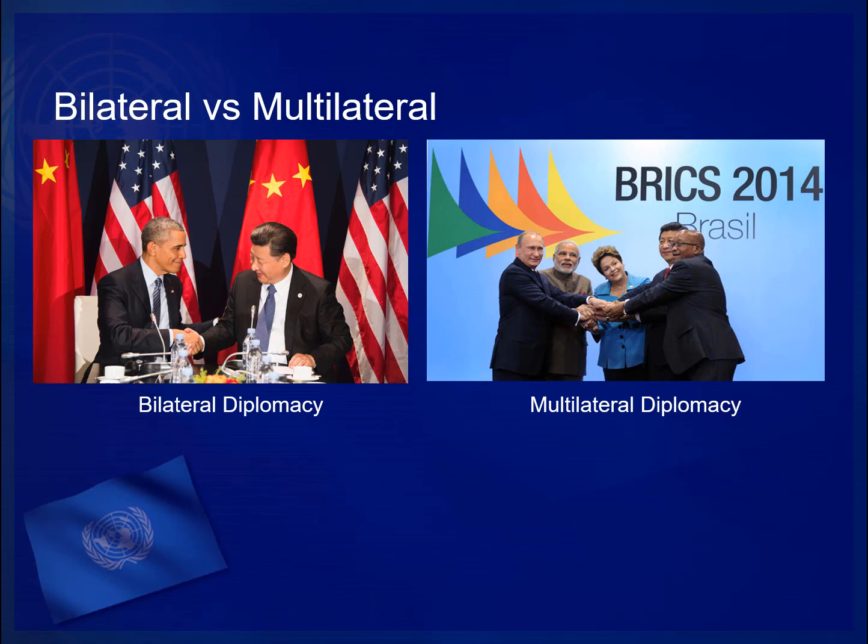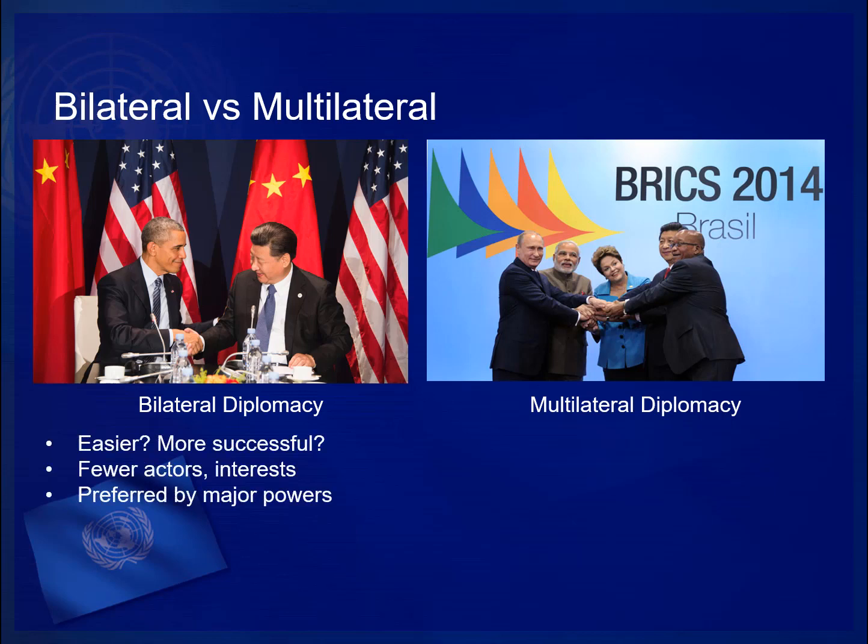Multilateral diplomacy, by contrast, involves multiple states at the same time and usually takes place through specific international organizations or forums. Meetings of the Group of Seven, the G7, the African Union, NATO, or the United Nations are all examples of multilateral diplomacy. But why might a state favor bilateral or multilateral diplomacy over the other? What, in other words, are the advantages and disadvantages of each approach?